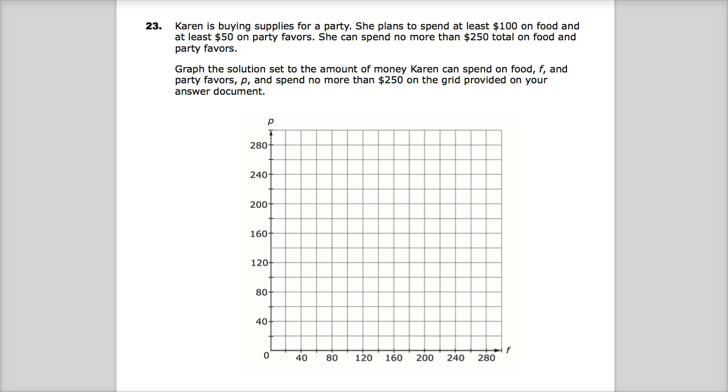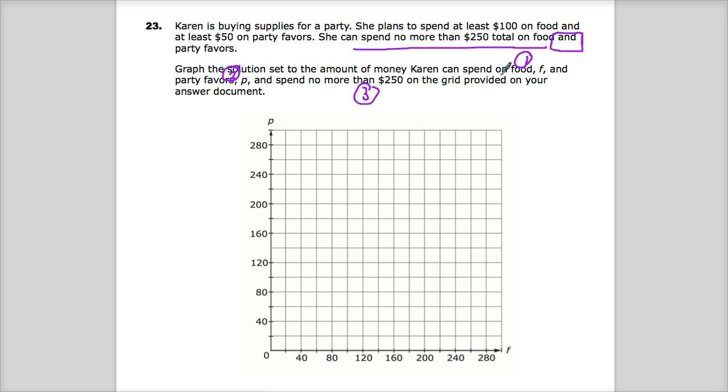So, thanks. Anyway, Karen is buying supplies for a party, doesn't say what type. She plans to spend at least $100 on food and at least $50 on party favors. She can spend no more than a total of $250 on food and party favors. So that's her budget, $250. Graph the solution set to the amount of money Karen can spend on food and party favors and spend no more than $250. So we're going to make one statement about food, one statement about party favors, and one statement about the maximum amount that we're allowed to spend.